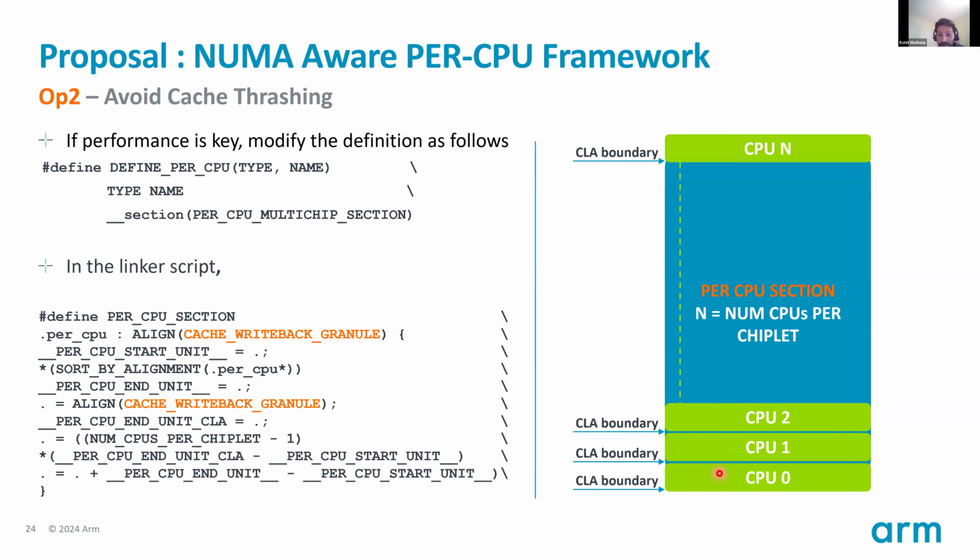Yes, that's what OP2 does. So with optimization 2 coming in, all the per CPU objects for a particular CPU would be clubbed together. Ah, great. Okay, cool. Thanks. And they'll be on a cache line bound. Yeah. That is beneficial. Yes.